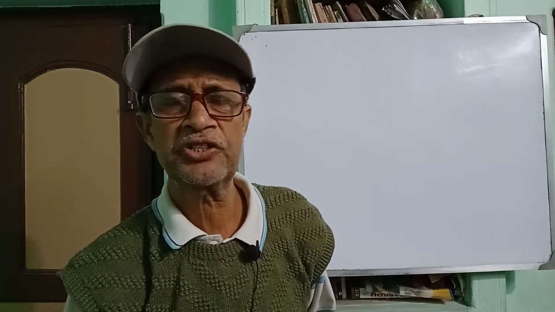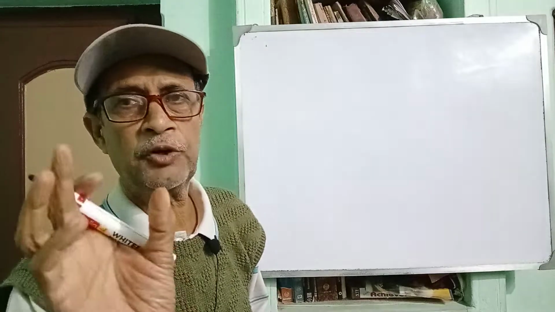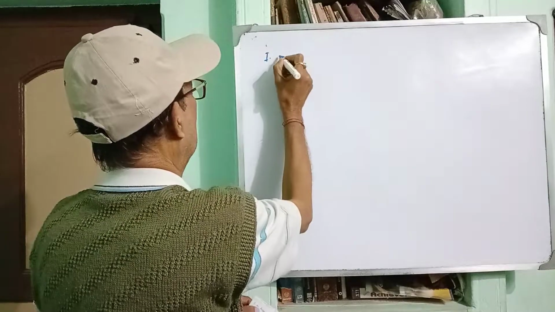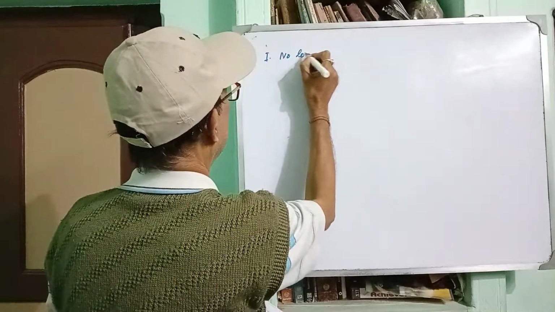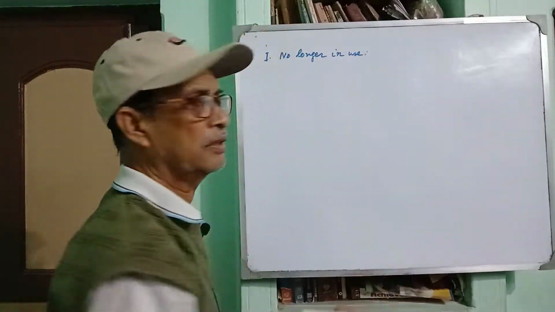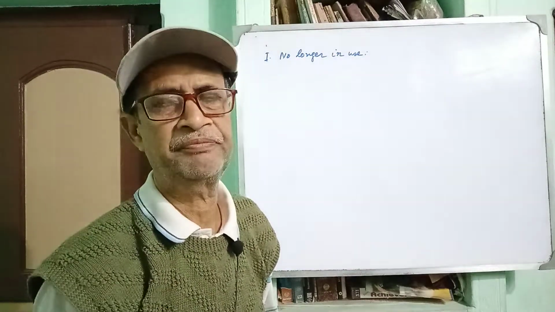And today I am not going to elaborate my introduction because I am giving you 10 examples. First example is, for example, I am writing a group of words: no longer in use. That means it is not used at present.